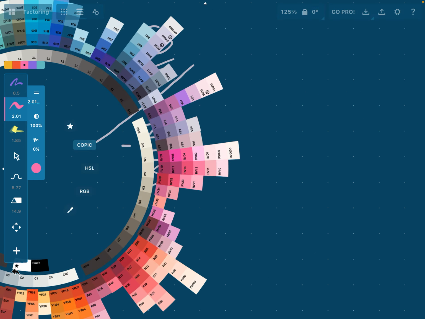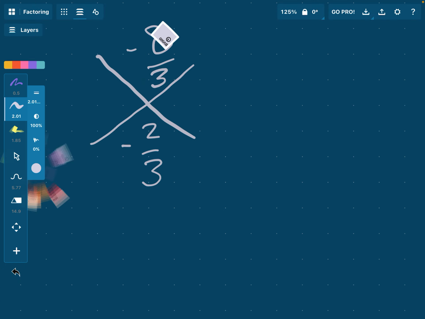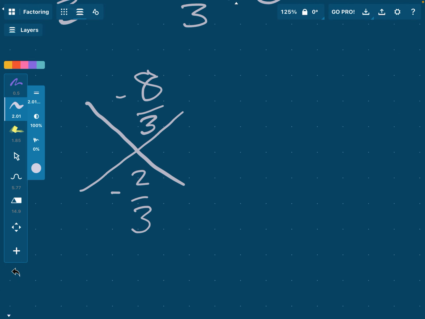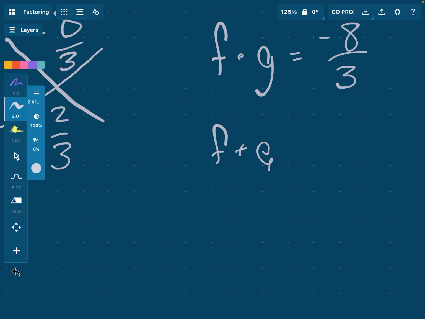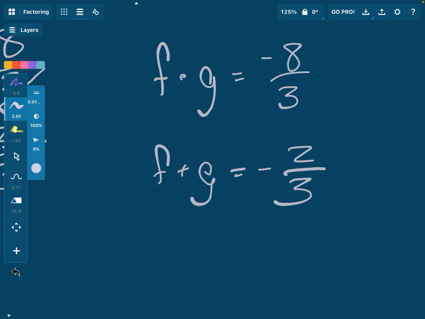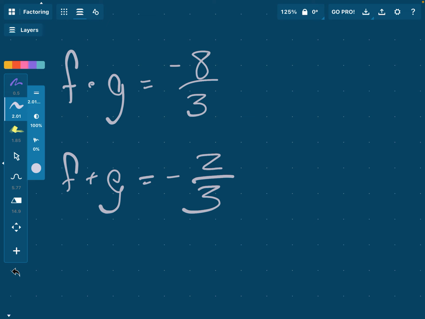So here we can do the same sort of process. We have f times g needs to be -8 over 3, and f plus g needs to be -2 over 3. So what values multiply to -8 over 3, and what values add to -2 over 3?